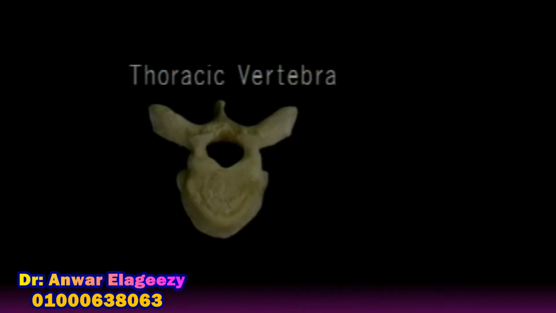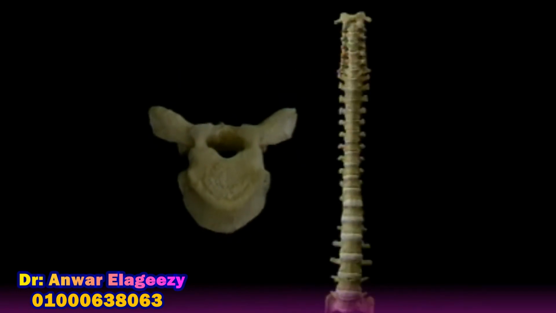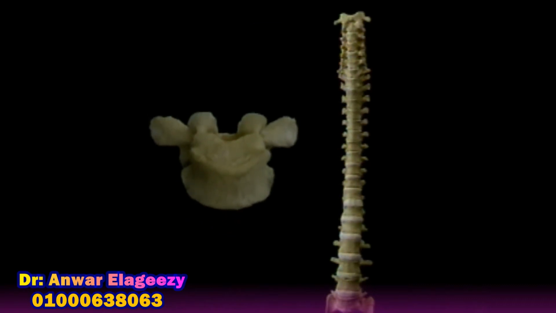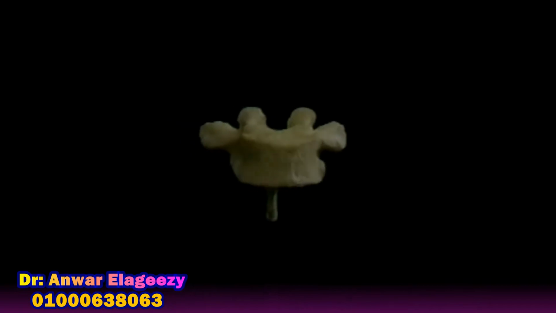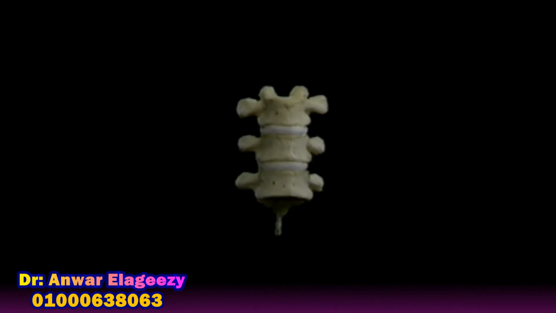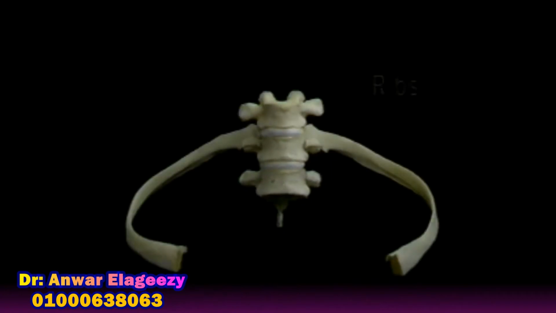The bodies of the thoracic vertebrae become progressively more massive from above down, as they do from the top to the bottom of the vertebral column. Each of the thoracic vertebrae articulates with a pair of ribs.